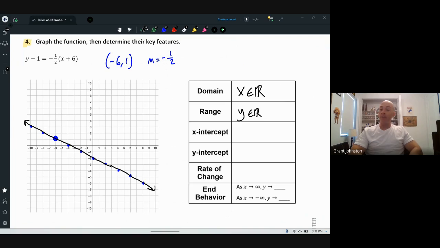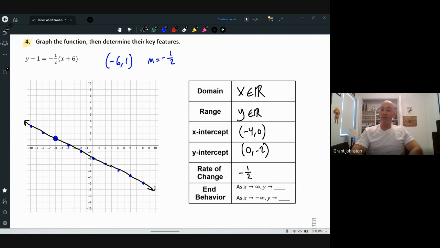The x-intercept, remember, it's where it crosses the x-axis, and it looks like it crosses the x-axis at -4, 0. The y-intercept is where it crosses the y-axis, and it looks like it crosses at 0, -2. The rate of change is just a fancy word for slope, and we use the slope to graph it, so that's going to be -1/2.